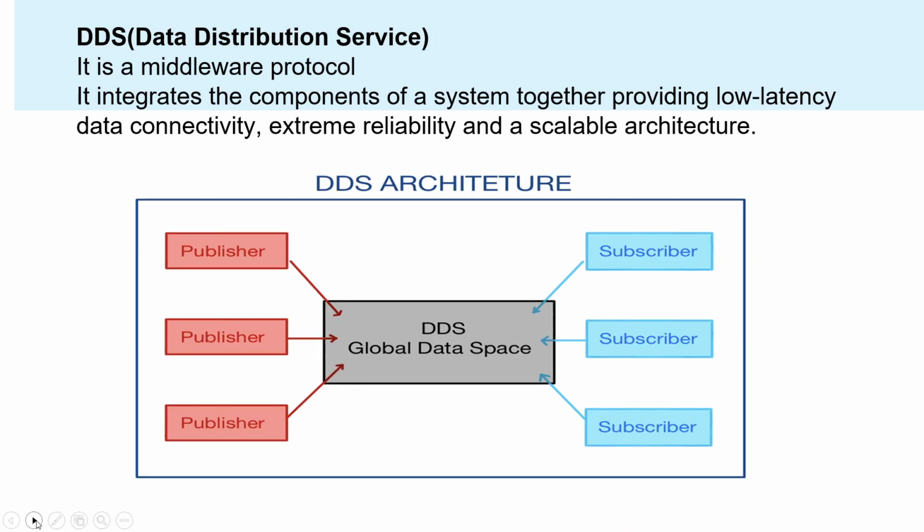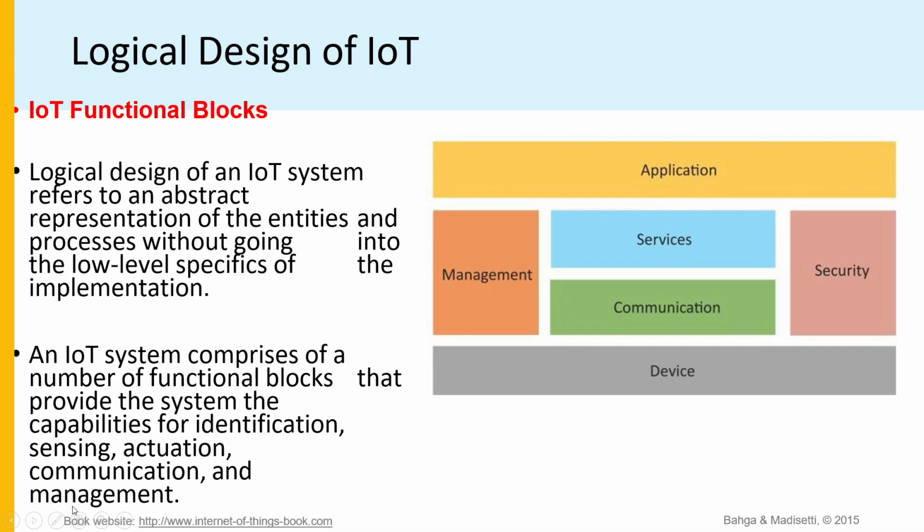Now coming to the logical design, it is very simple and easy to understand. In logical design, it also consists of three parts. The first part is the functional blocks, nothing but about the functionality. This is the diagram: application, device, services, communication, security, management. By seeing the names itself, you can understand. Application means for what purpose it is being used and all. Device is about the smartness of the device by making use of sensors and all. Management is nothing but how that application is being managed. That process is known as management.